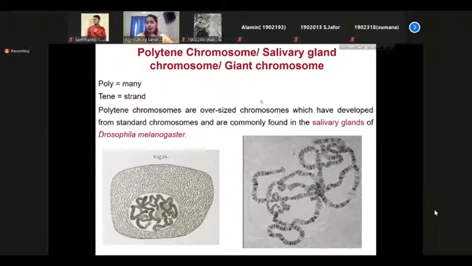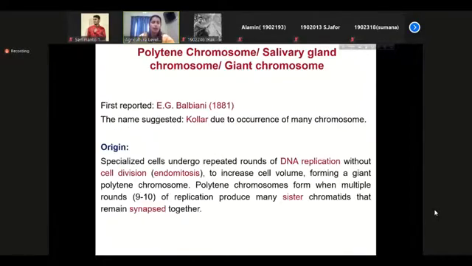It is found in the salivary gland of Drosophila melanogaster, that means the fruit fly. That's why it is also called salivary gland chromosome. Sometimes it's also called giant chromosome because it is a big structure. It was first reported by Balbiani in 1881, and the name was given by Kollar due to the occurrence of many chromatids. Origin: specialized cells undergo repeated rounds of DNA replication without cell division. This is also called endomitosis, which increases the cell volume, forming a giant polytene chromosome.